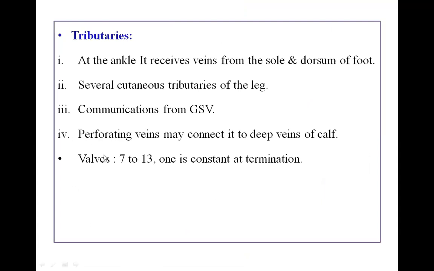Tributaries of the small saphenous vein. At the ankle, it receives the veins from the sole and the dorsum of the foot. Several cutaneous tributaries of the leg. Communication from the great saphenous vein. Perforating veins may connect it to the deep veins of the calf. This small saphenous vein contains 7 to 13 valves. One is constant at the termination.